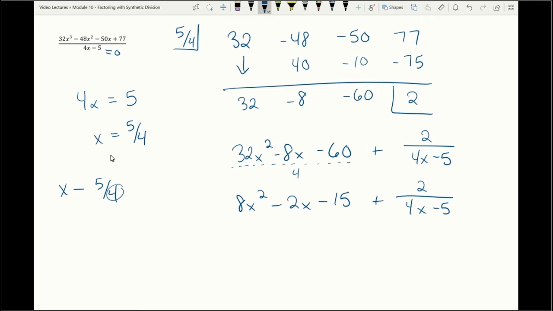Now, it may feel weird that the remainder is going to stay the same, but that's because when we would plug in 5/4 into this equation, we would get 2. So this remainder isn't affected by us doing this little trick so that we could do synthetic division. Only our quotient is affected.